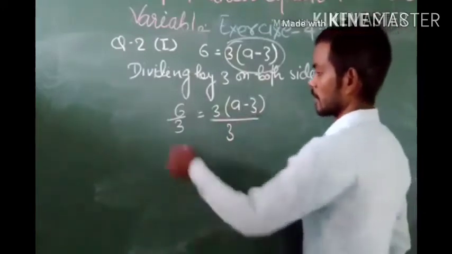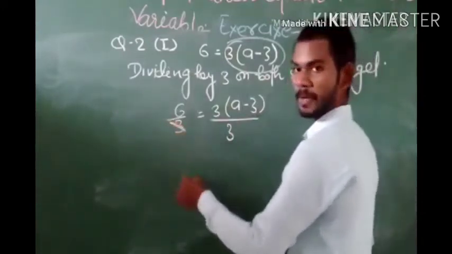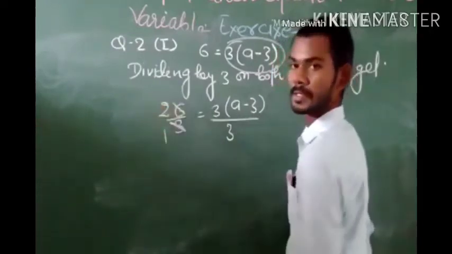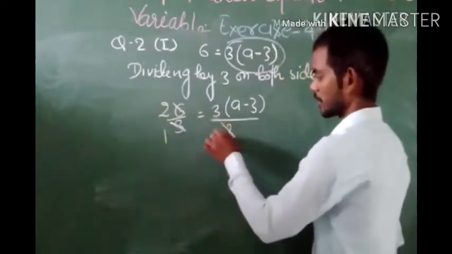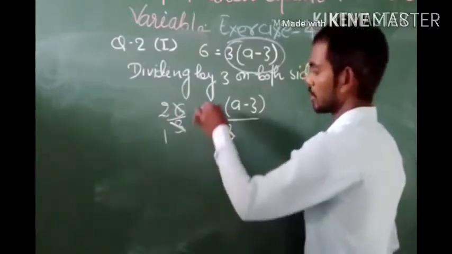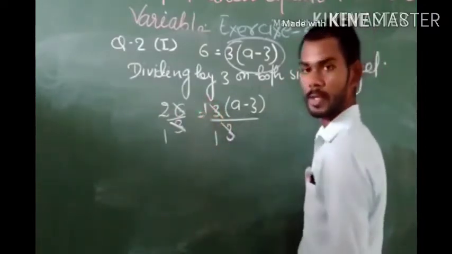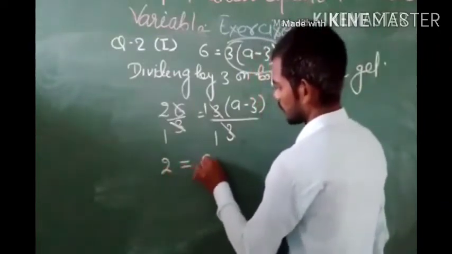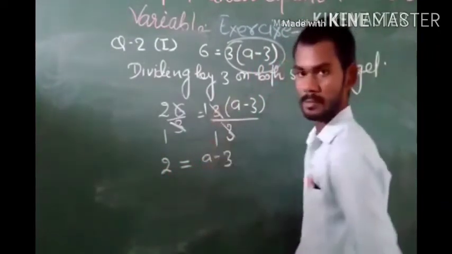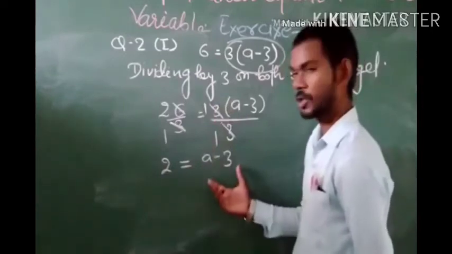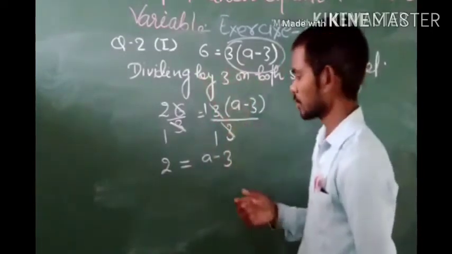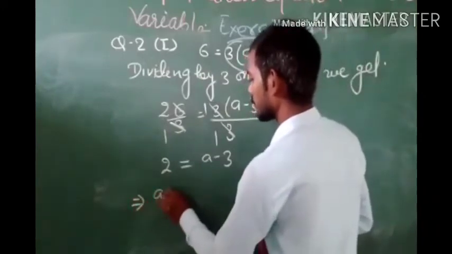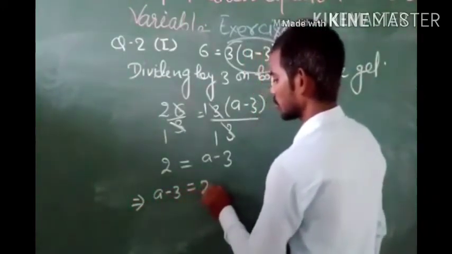Now we have 3 multiplied by 1 is equal to 3, 3 multiplied by 2 is equal to 6. Here 3 multiplied by 1 is equal to 3. So we have 2 is equal to a minus 3. Now this equation becomes like our previous equation, so we can also write it like this: a minus 3 is equal to 2.